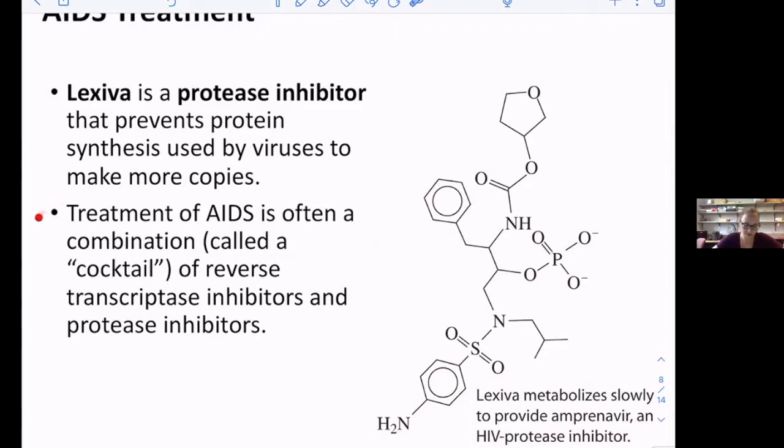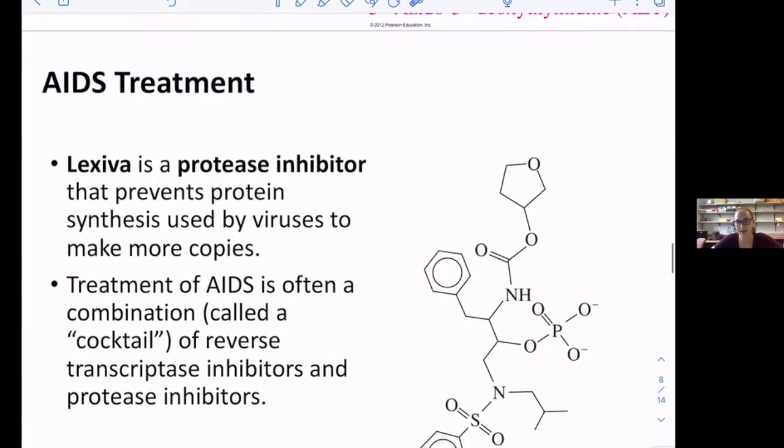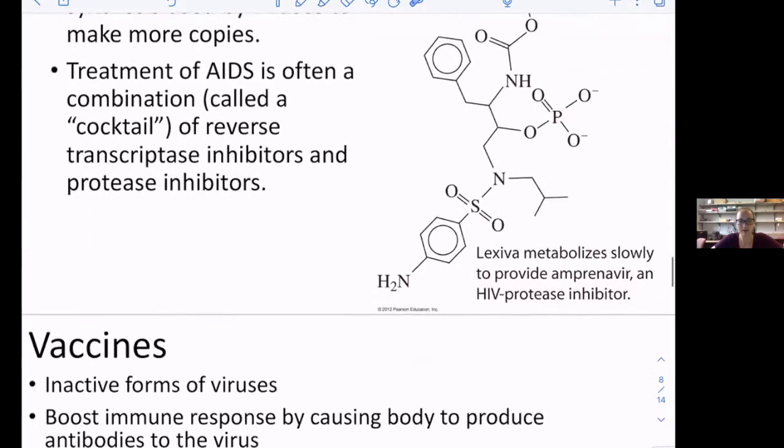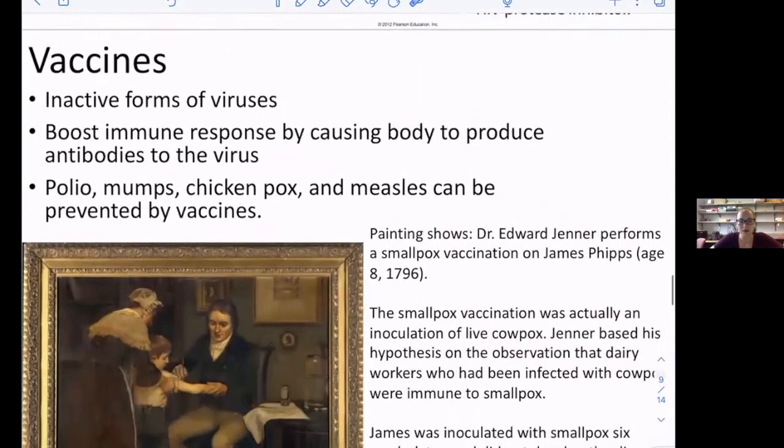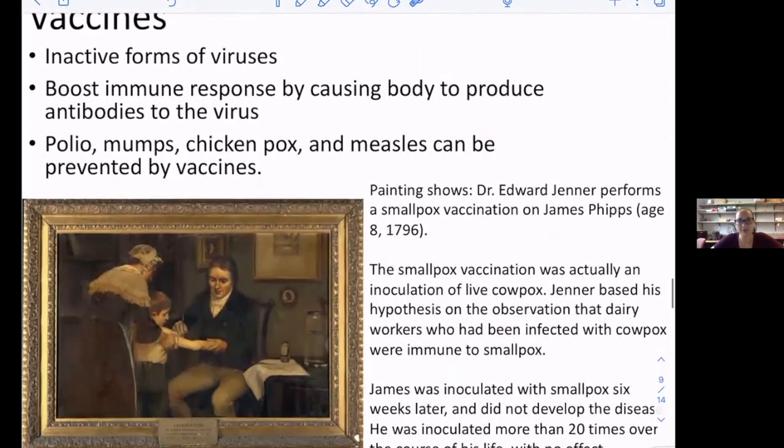So typically treatment for AIDS is going to be a combination, sometimes called a cocktail, of reverse transcriptase inhibitors and protease inhibitors. That is how we have learned how to fight AIDS. And then additionally, we have some vaccines. So let's talk about how vaccines work or where they came from.